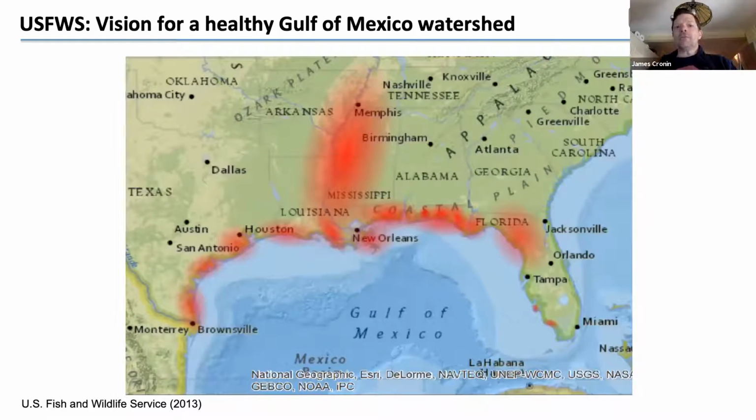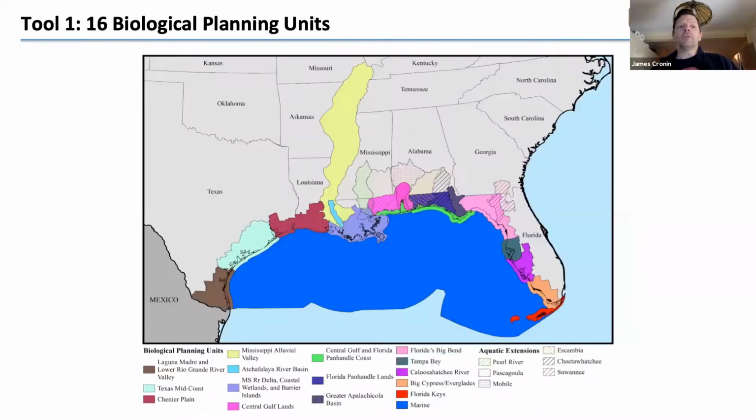So in 2013, the Fish and Wildlife Service published a document called the Vision for a Healthy Gulf of Mexico Watershed, and that document identified focal conservation areas across the Gulf, which are shown here in red. And as you can see, these areas have fuzzy boundaries, but we can't have fuzzy boundaries if we want to explicitly define biological objectives. So the first tool that the working group developed was a map of 16 biological planning units, which I'm showing you here in the solid colors.